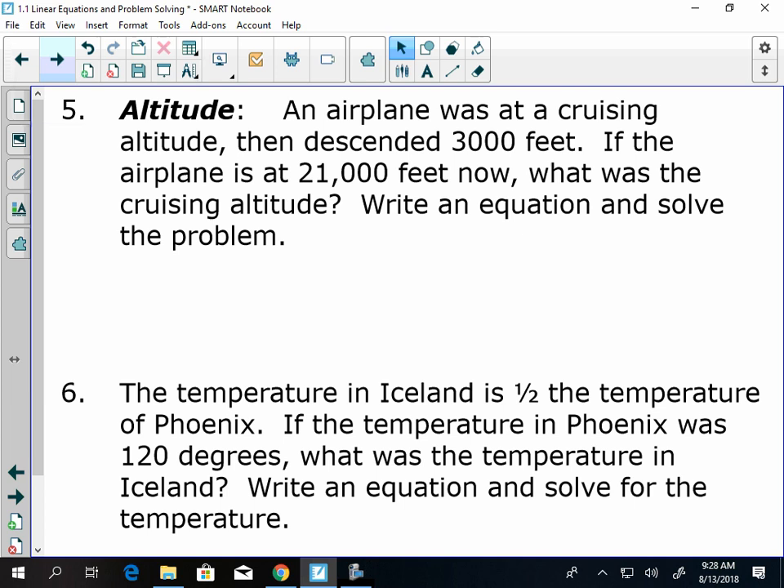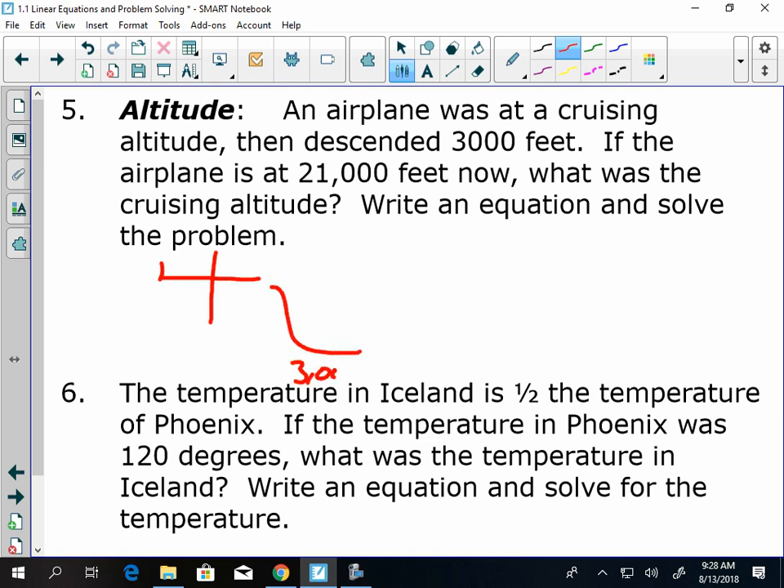Altitude and an airplane. My airplane is at a cruising altitude. Here it is. It's cruising along. And then it drops, descends means drops, 3,000 feet. And its new altitude is now 21,000 feet. Write an equation for its original altitude. Please don't tell me the answer. You should all know the answer.